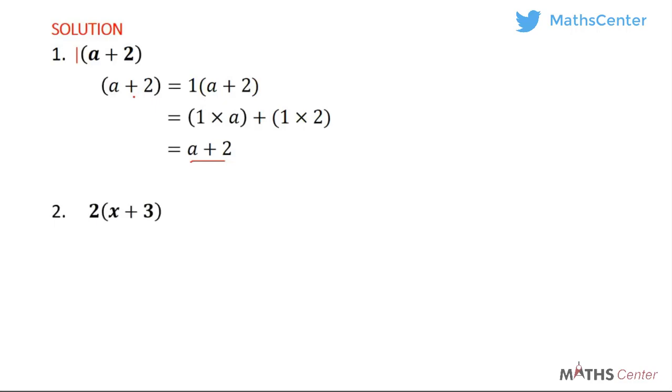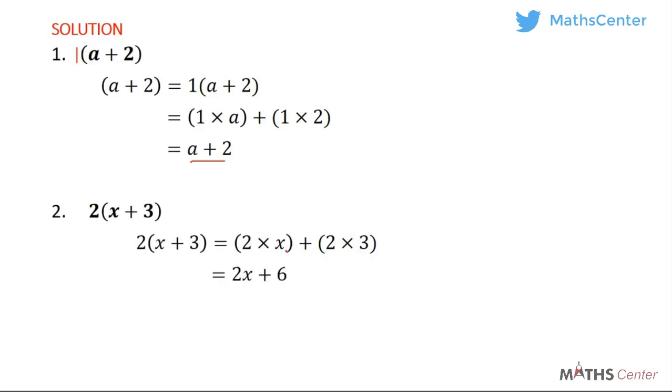Now let's move a step further. This time we have 2 outside the bracket, and what is in the bracket is x plus 3. So we have 2, then bracket open, x plus 3. We will do it the same as we did for the first instance. You will distribute what is outside the bracket over what is inside the bracket. So in this case, we are going to have 2 times x plus 2 times 3.